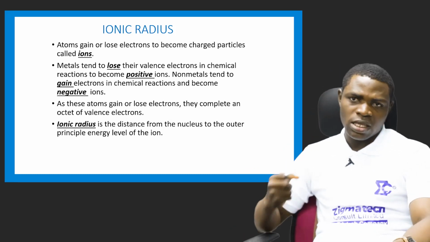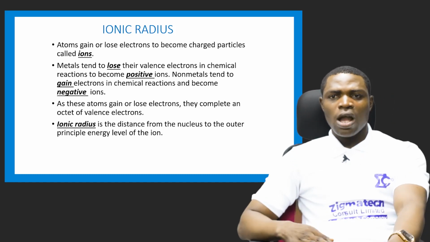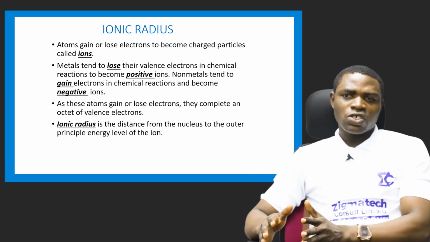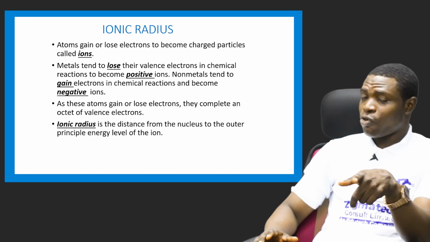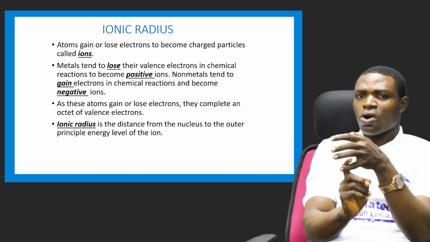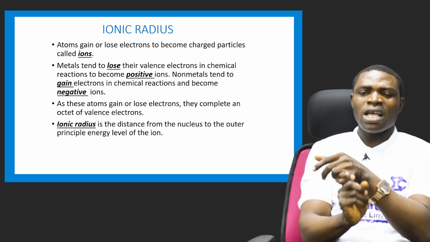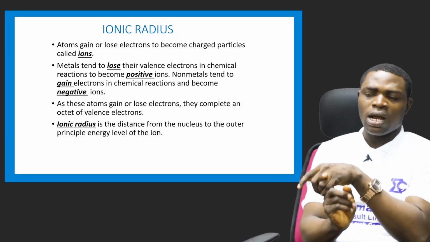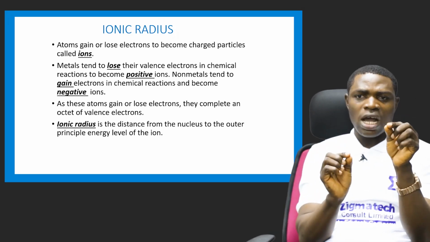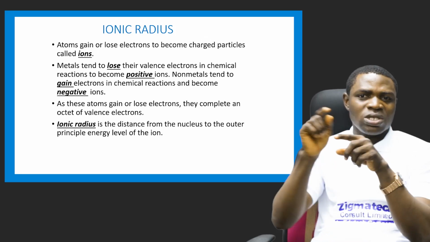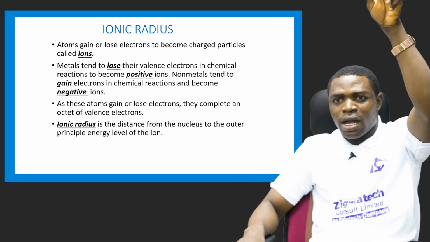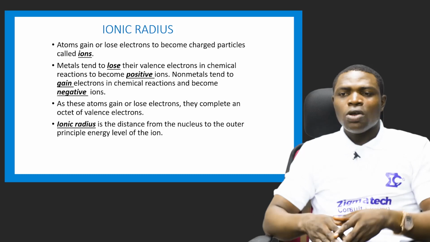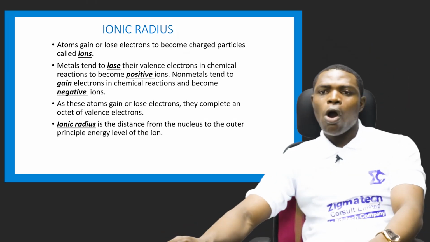The non-metals tend to gain electrons in chemical reaction and become negative ions. So as atoms gain or lose electrons, they complete their octet of valence electrons. I explained before the concept of duplet structure and octet structure, because duplet has 2 as the maximum number of valence electrons, while octet has 8. So ionic radius is the distance from the nucleus to the outer principal energy level of the ion.